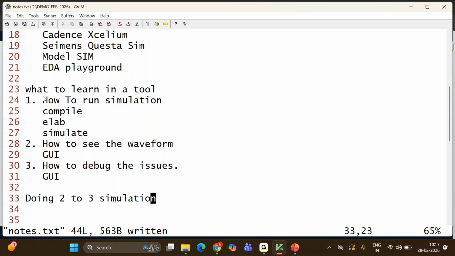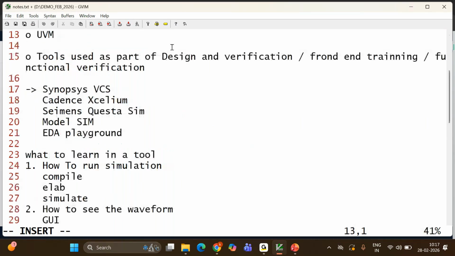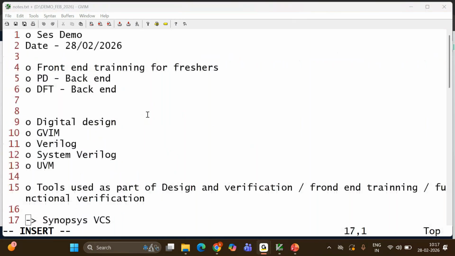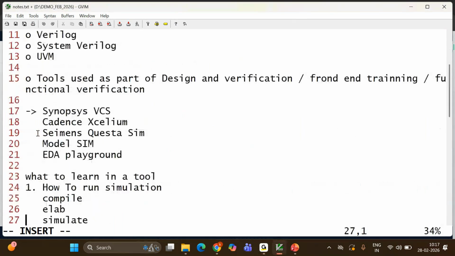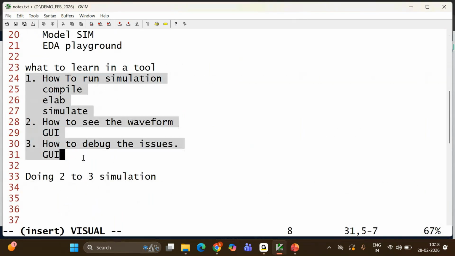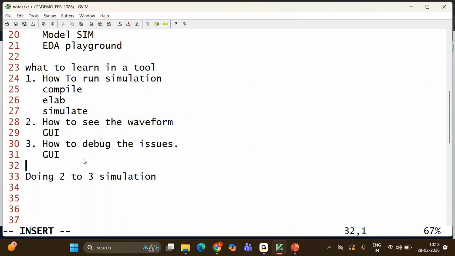So what industry is looking for is that, out of any one of these tools, be familiar with one tool. What do I mean by being familiar with one tool? In the back of your hand, you should be able to do all three things given any scenario. For example, if you take Synopsys VCS, you should know how to run the simulation, how to see the waveform, and how to debug the issues.